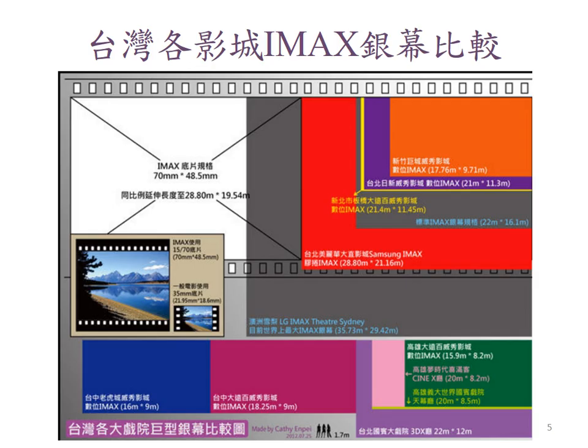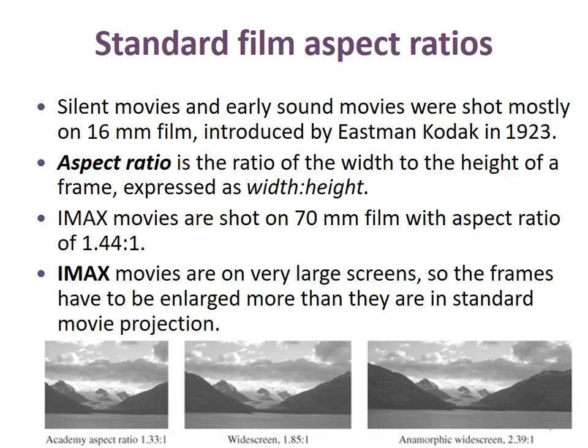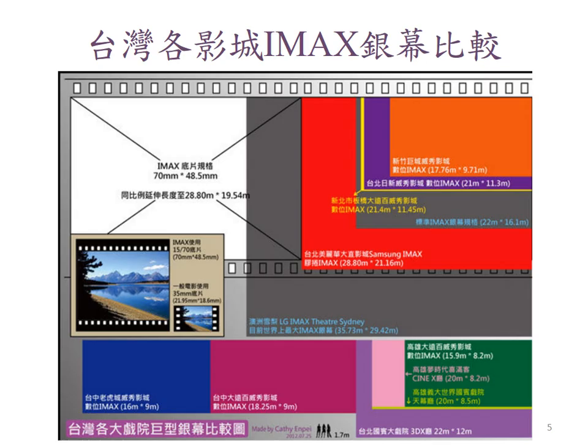Okay, next let's see how we get 1.44 to 1. Maybe we can examine the width and height of IMAX film. For IMAX film, the width and height are 70 millimeters by 48.5 millimeters. If you use these two numbers, 70 divided by 48.5, then you will get 1.44 something. So that's the aspect ratio of IMAX movies.